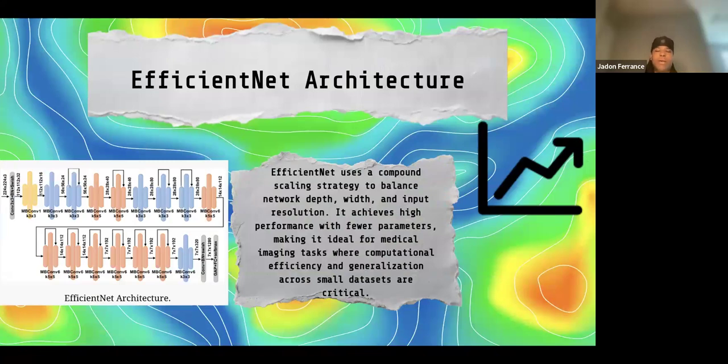For the EfficientNet, it uses compound scaling to balance network depth, width, and resolution, achieving high accuracy with minimal computational costs. This makes it well suited for clinical environments with limited resources or when processing must happen in real time.